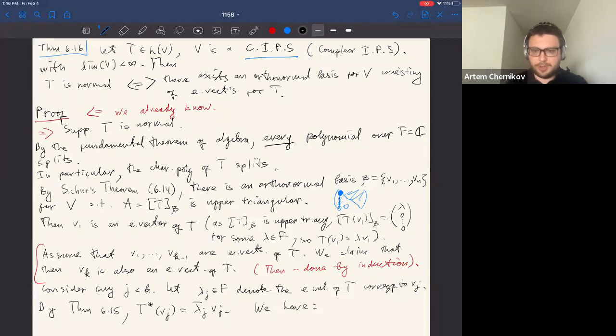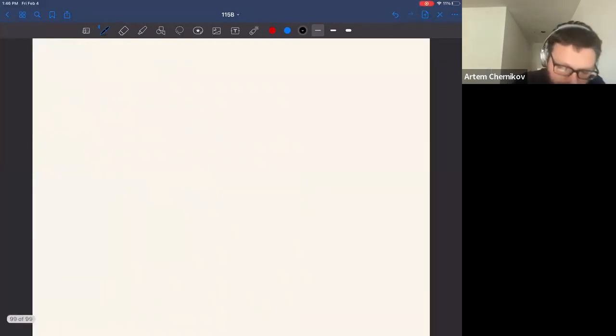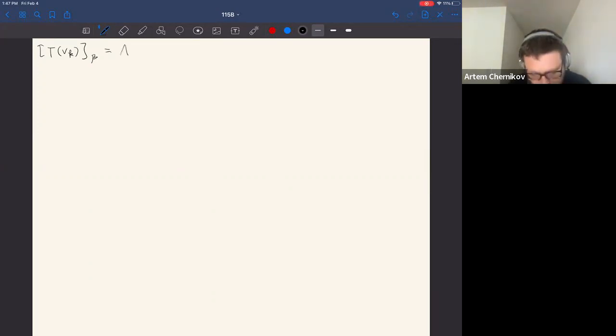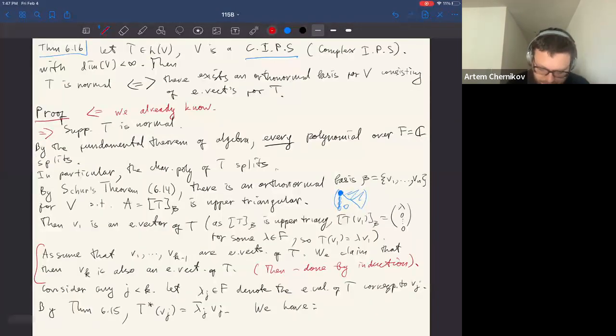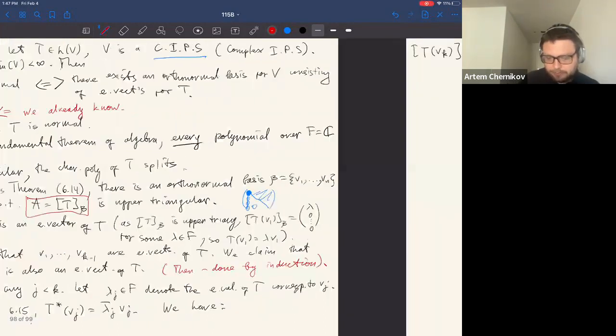So I'm going to switch to the next page. I look at the vector T of Vk. This is the vector for which we want to prove that it is an eigenvector. And look at its coordinate vector with respect to beta. Now this corresponds to A times Vk with respect to beta, right? Remember, A is the matrix representing T. So applying T corresponds to multiplying by A, right?